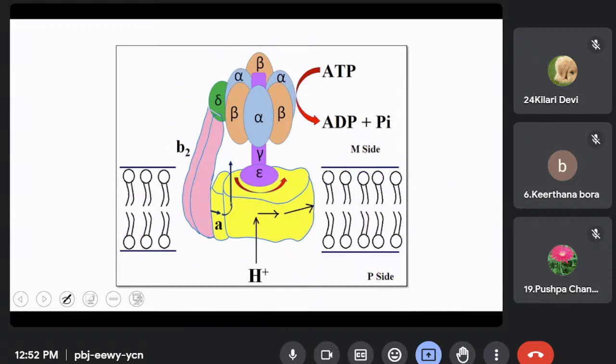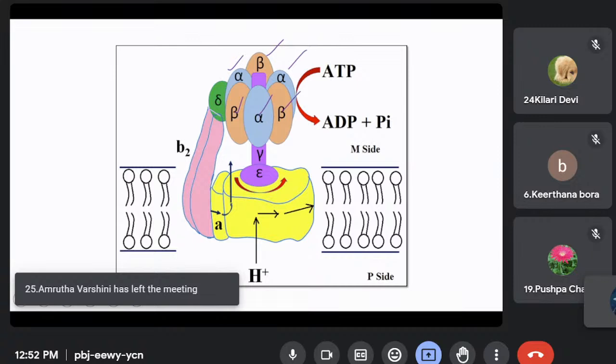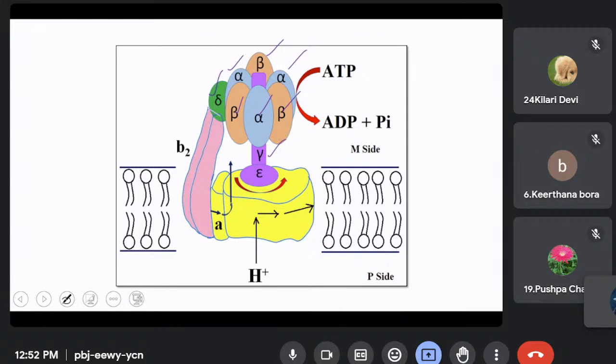And this F1 particle in its head region has 1, 2, 3 alpha subunits, 1, 2, 3 beta subunits, and one delta subunit, one gamma subunit, and one epsilon subunit. Thus, 3 alpha, 3 beta, 1 delta, 1 gamma, 1 epsilon. Thus, there are 9 subunits in what we call the F1 particle head.